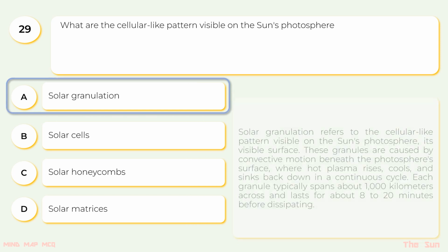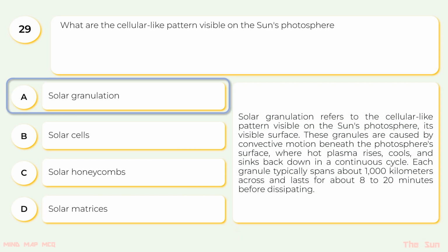Solar granulation. Solar granulation refers to the cellular-like pattern visible on the sun's photosphere, its visible surface. These granules are caused by convective motion beneath the photosphere surface, where hot plasma rises, cools, and sinks back down in a continuous cycle. Each granule typically spans about 1000 kilometers across and lasts for about 8 to 10 minutes before dissipating.